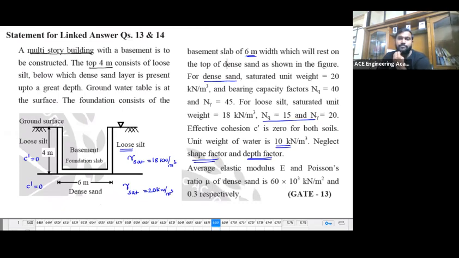Observe. So this is a basement slab, right? And as they did not mention anything, give me a minute, please.